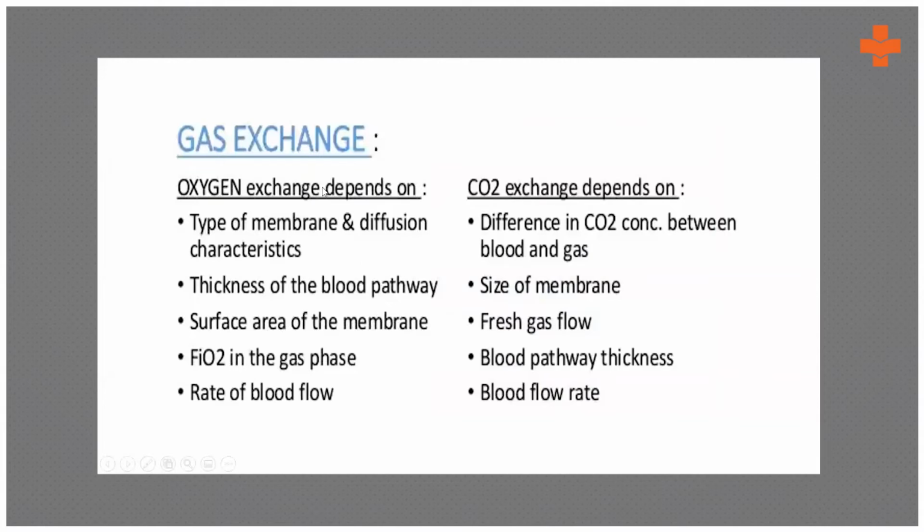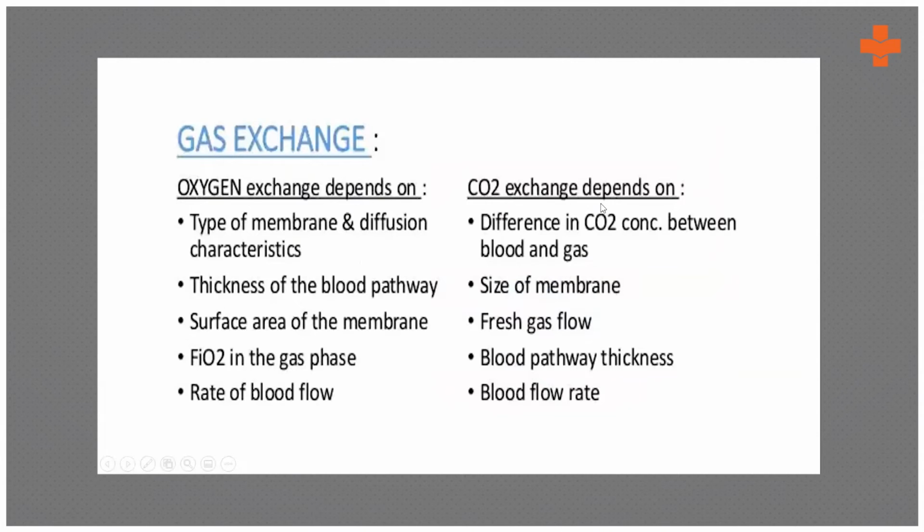So gas exchange occurs in these oxygenators. The oxygen exchange depends on how easily the membrane allows oxygen diffusion, the thickness of the blood pathway, and the surface area of the membrane. If the surface area is more, there is more area for gas exchange. It also depends on the oxygen in the gas phase and the rate of blood flow. If the rate of blood flow is fast, it will increase the oxygenation.